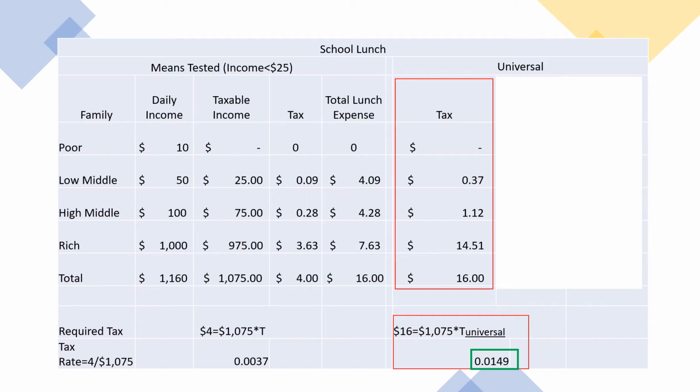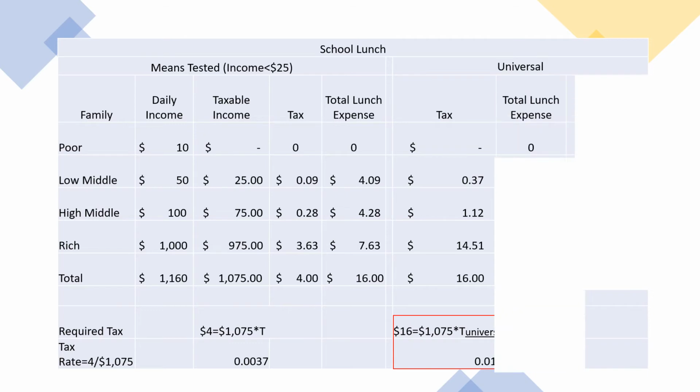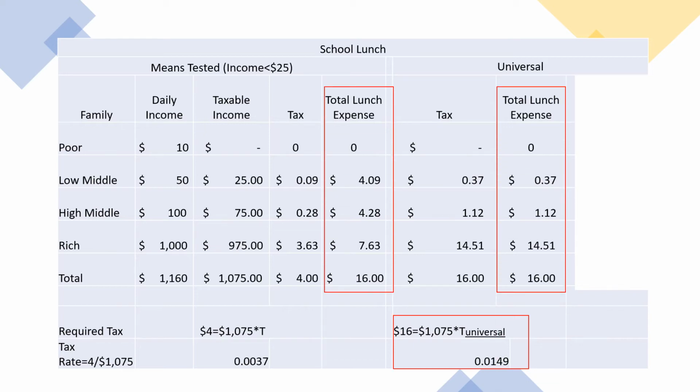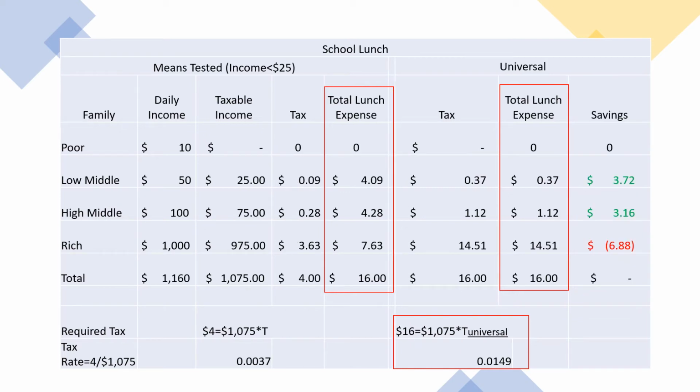Do the middle income families want to pay a 4 times higher tax rate? Of course they do. The tax is higher, but the total cost of lunch is lower. The families no longer have to pay for the lunch directly. The tax is the only cost, and for the middle-income families, it is lower than the cost of lunch under the means-tested program, and it is also lower than the cost of a single lunch. To the middle-income families, the savings are significant.